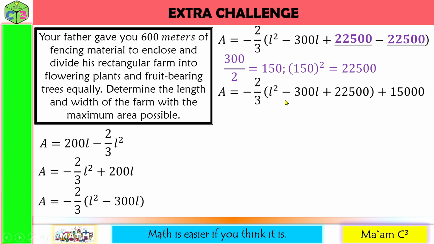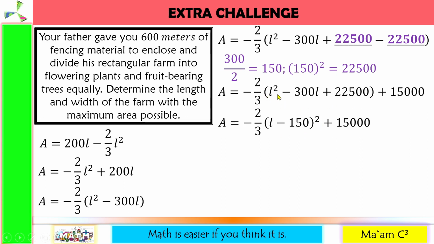I have here my PST and I'm going to express it as a square of a binomial. The square root of L squared is L. The square root of 22,500 is already here, 150. Copy the sign of the middle term, negative, and then quantity is squared. So negative 2/3, I simply copied it. Then this is the square of the binomial of my PST.